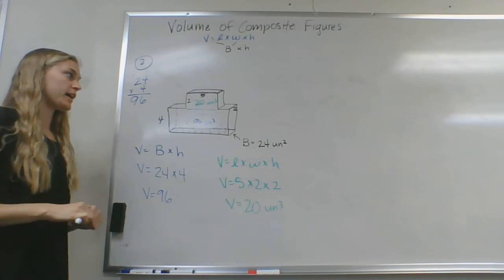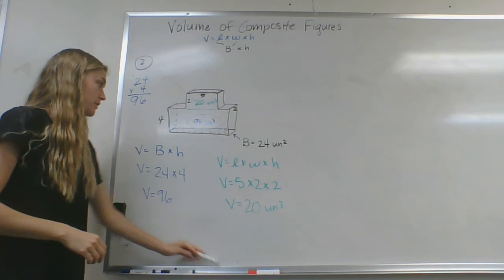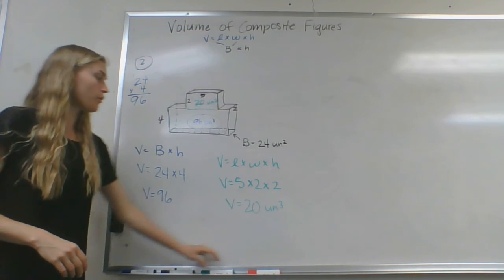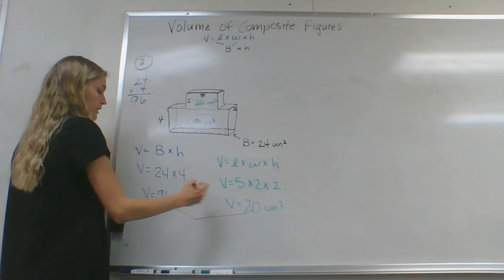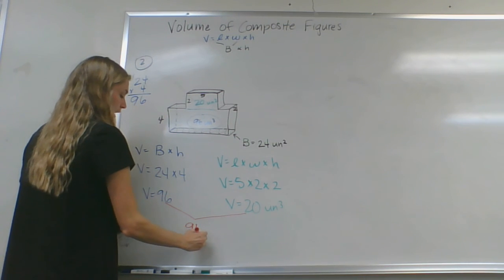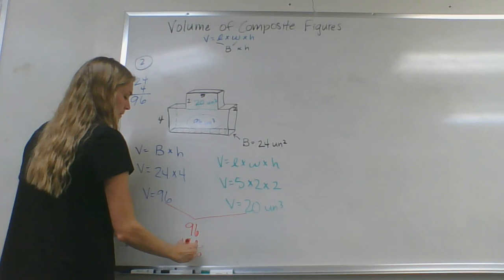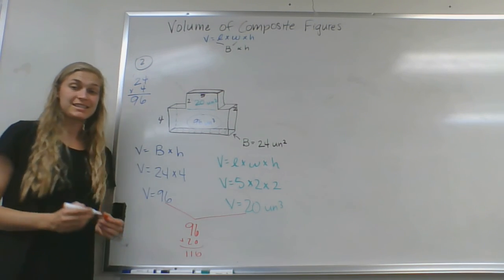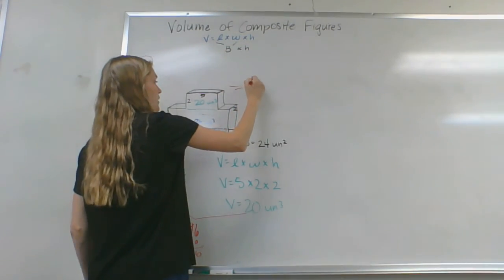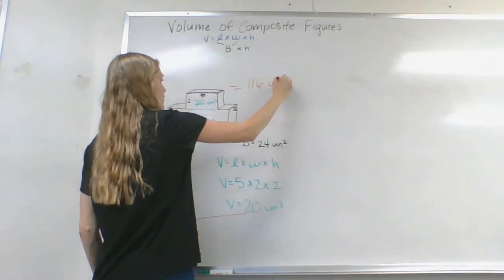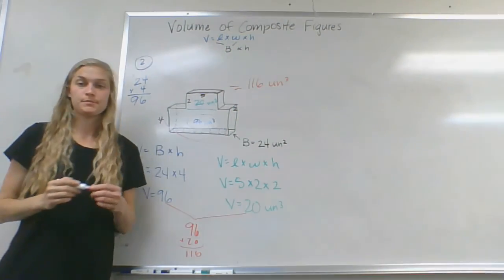So now we're going to add our 96 and our 20 together to get the volume of the whole thing. So 96 plus 20. We're going to add those up. And you get 116. So the whole thing is 116 units cubed.